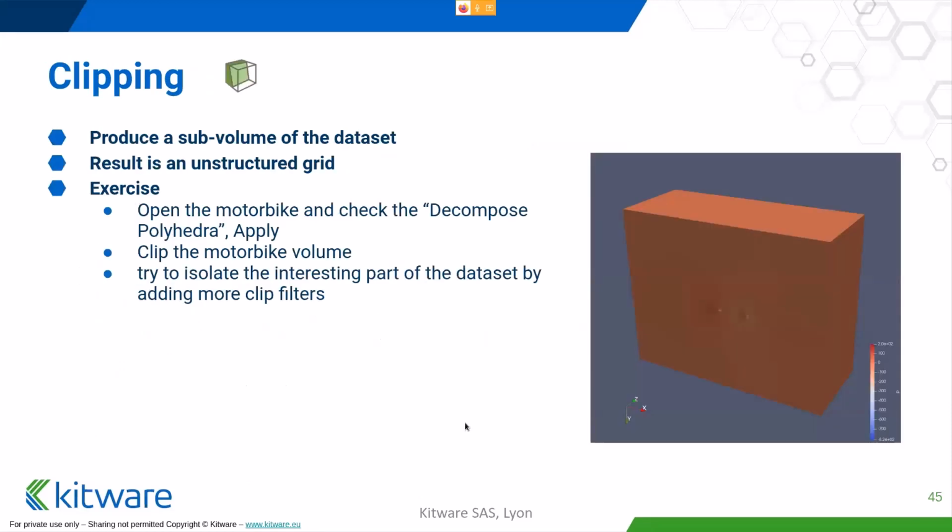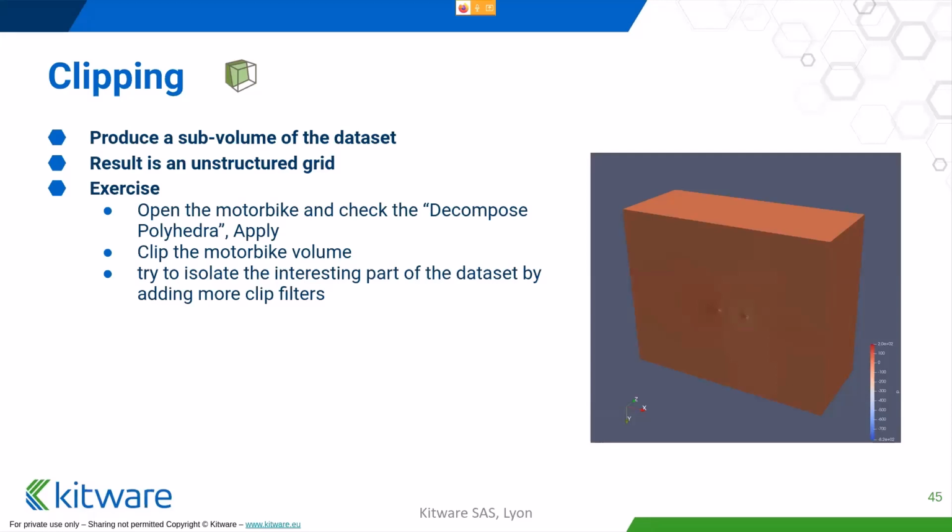Okay, so let's talk a bit about some filters. Clipping. Clipping is a very common operation, especially when you're working with a very big domain. Some part of the domain is really not interesting. There is nothing to extract as data. The clipping will always generate an unstructured grid, even if your input is a structured grid. Why is that? Because the clipping may cut through the cells. Even if they are structured cells, the output will be unstructured cells.